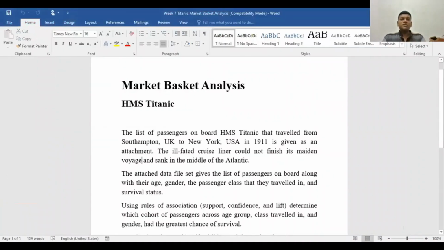So this is the problem we are looking at. I hope the screen is now visible. Market basket analysis using Her Majesty's ship Titanic.